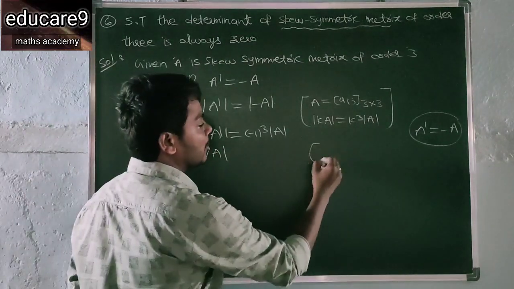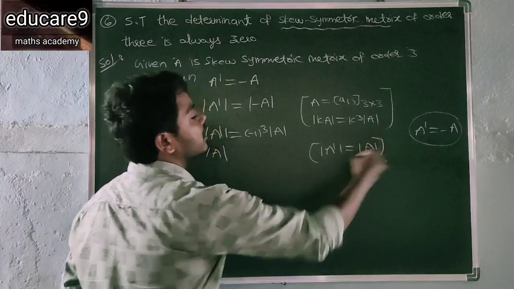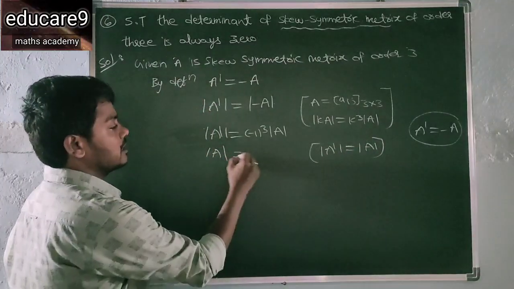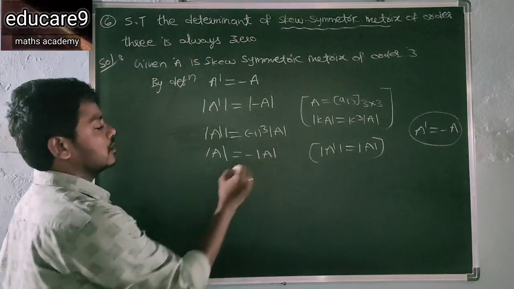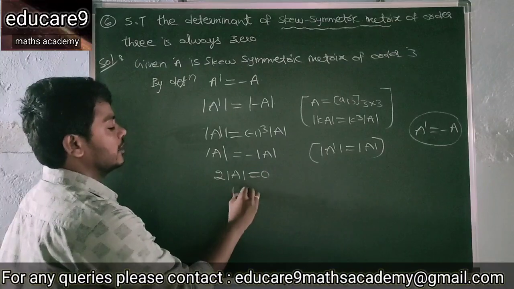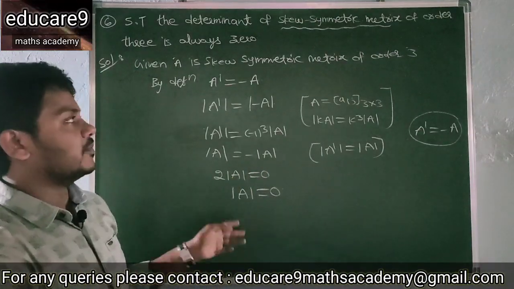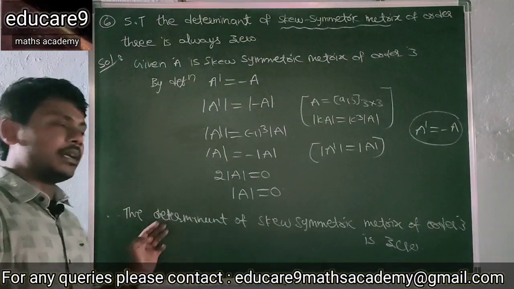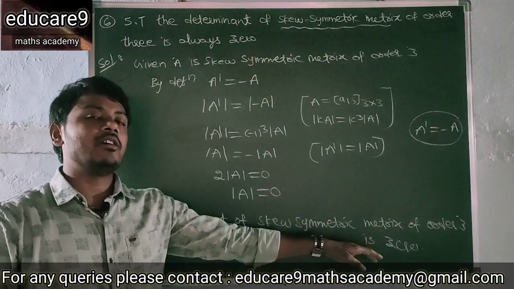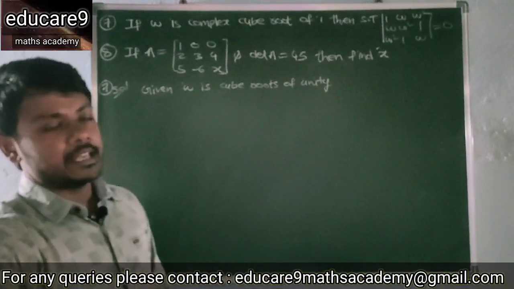So again one property is there. Determinant of A transpose is equal to determinant of A. Now this is minus determinant of A. This implies 2 determinant of A is 0. So determinant of A is equal to 0. So clearly from this we can say that the determinant of a skew symmetric matrix of order 3 is always 0. So see the next one.